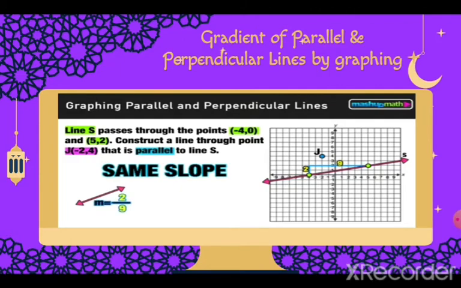Now we know that our parallel line will have the same slope. So we're going to repeat that slope starting from point J by rising up 2 units and then running to the right 9 units and then plotting a new point.